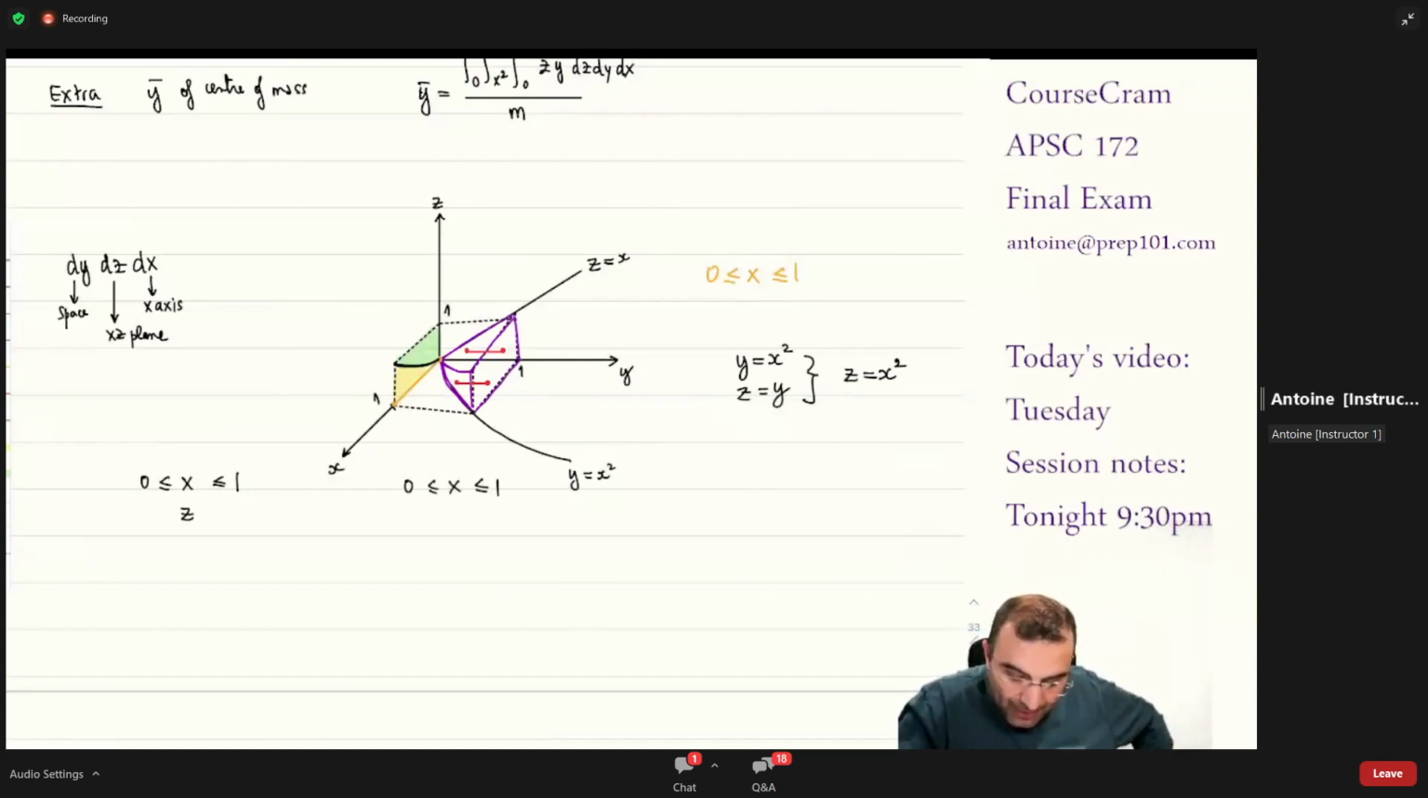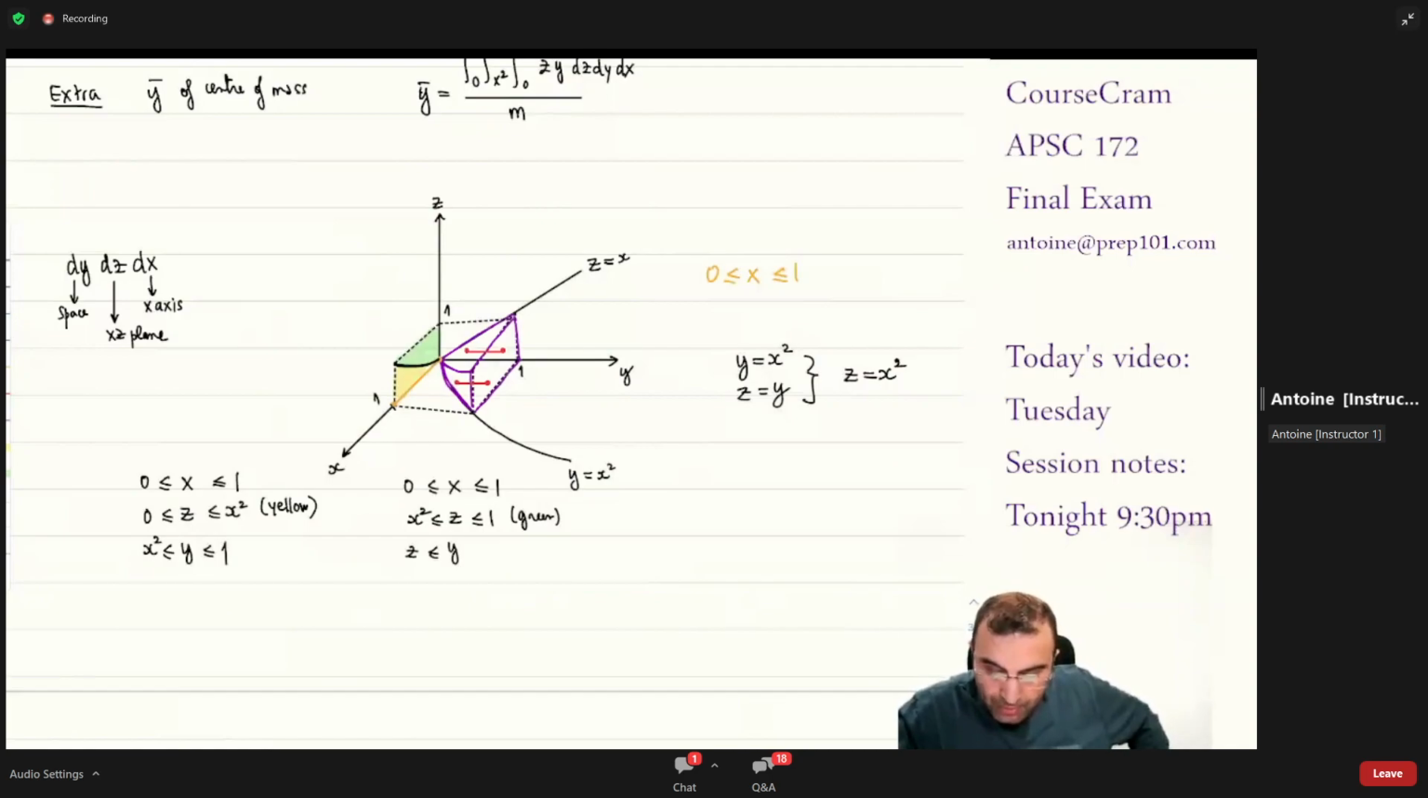When z is from 0 to x squared, so that's the yellow region, y goes from x squared to 1. And when z goes from x squared to 1, that's the green region, y goes from z, z is equal to y. I don't know why I said z equals x. This is z is equal to y, to 1. So I have to write it down as two integrals.